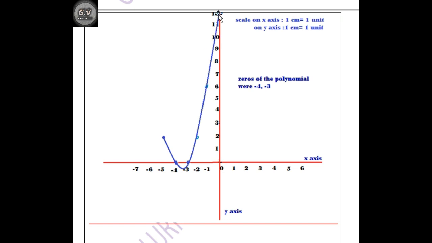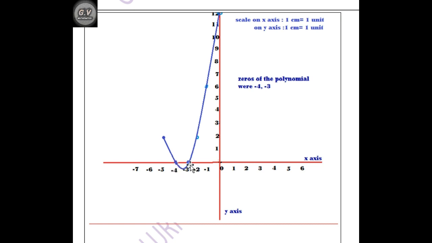So joining all these points by freehand, we get the graph which represents a parabola. This graph touches the x-axis at two different points. That is at x equal to minus 4, where y becomes 0. Minus 4 comma 0, this point.